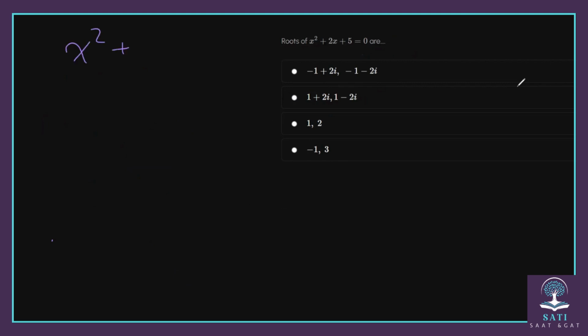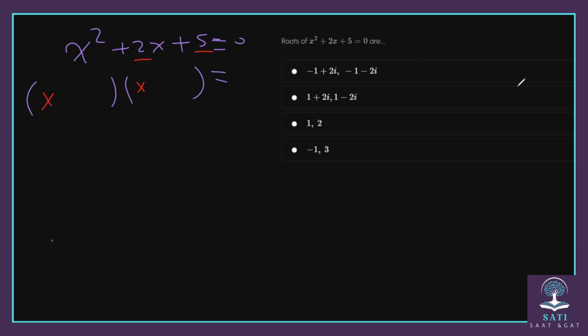x squared plus 2x plus 5. Can we solve it by factorization? That means, can I make two parentheses and put x here and x here? Now two numbers, when I multiply them, I get 5, and when I add them, I get 2. Is it easy to find two numbers?